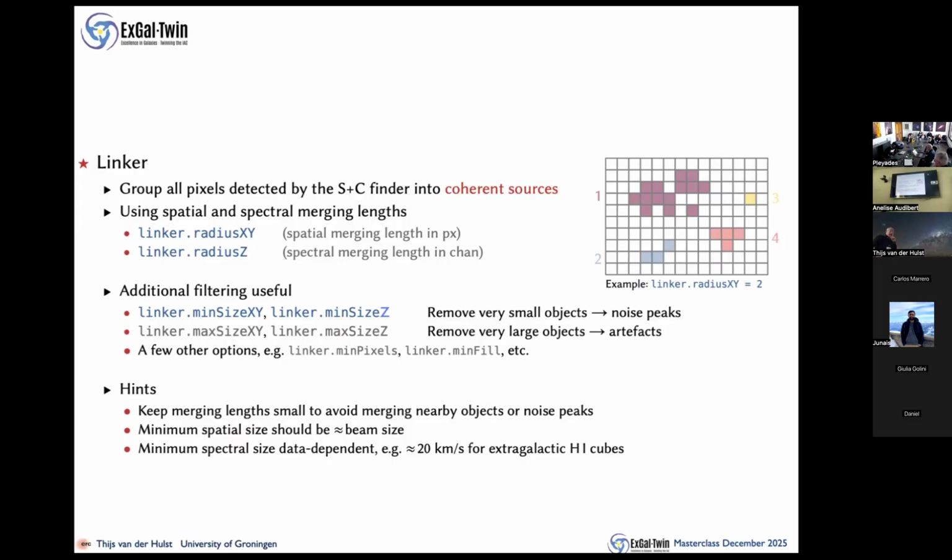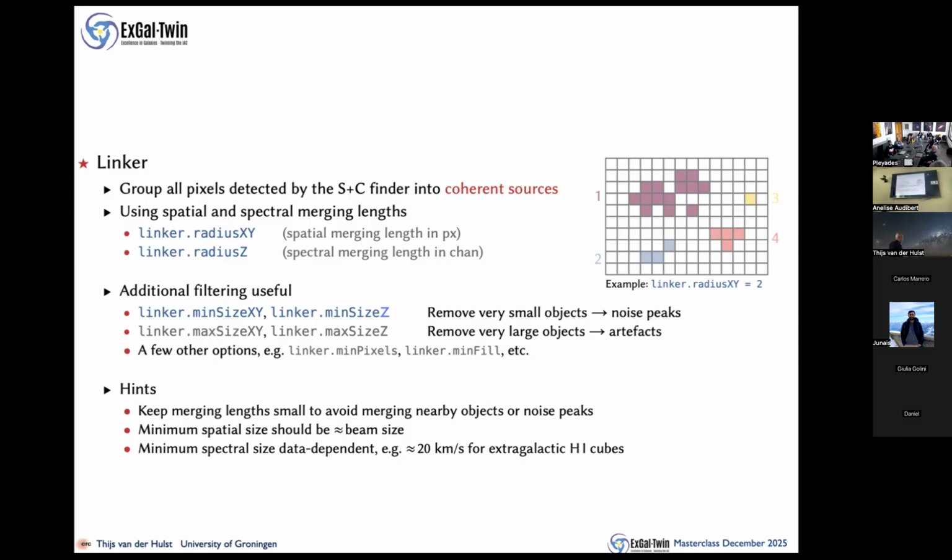The linking is actually very simple, and there are 2 sets of parameters that are important. There is the merging length, and that basically tells you how many pixels apart you would still consider one source. And that, of course, also has to do with your resolution and the size of the sources you expect. And there is a maximum size that tells you where to stop linking.